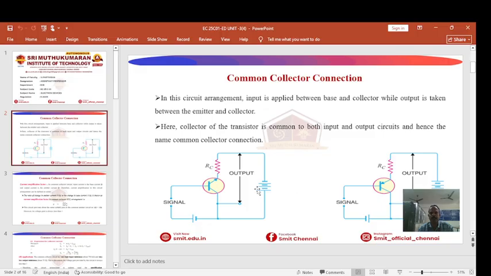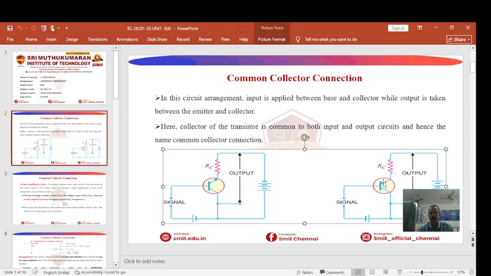You see from the diagram, the first one depicts an NPN transistor, the next one depicts a PNP transistor. The input signal is applied between the base and the collector, whereas the output signal is taken from the emitter and collector. Similarly for the PNP transistor, the input is applied between the base and collector, whereas the output is taken from the emitter and collector. Hence the name common collector connection.